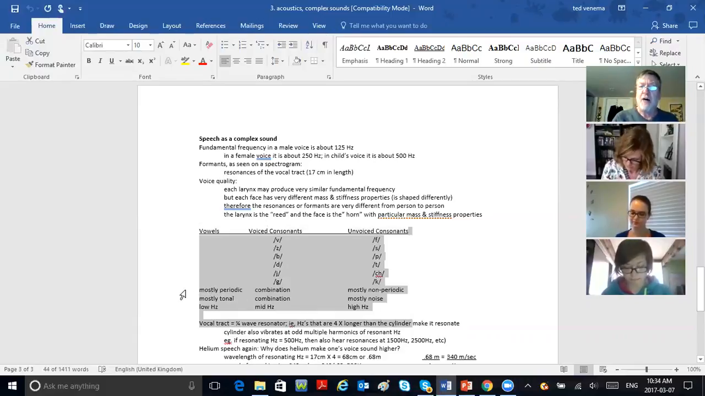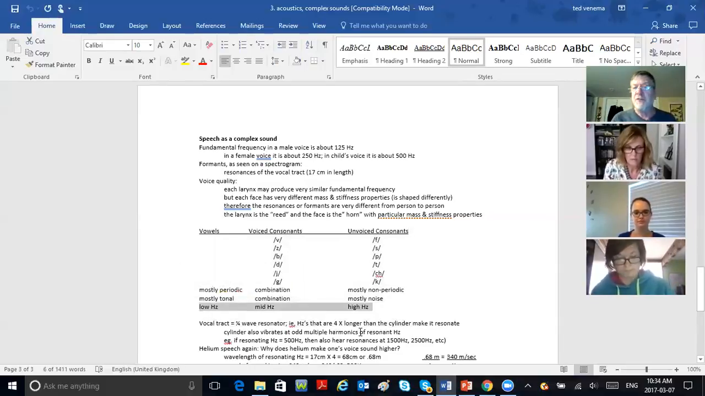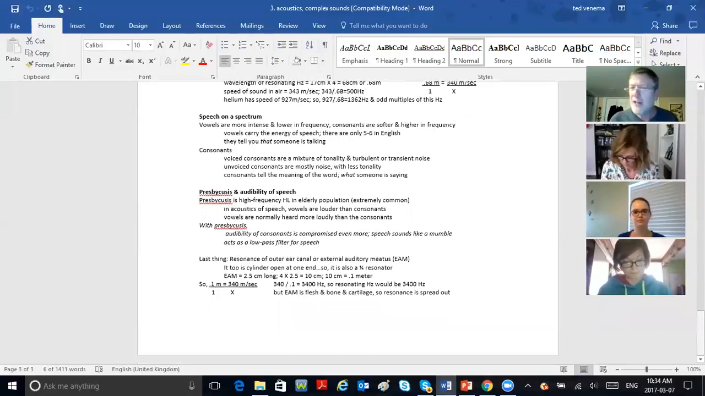Look where my cursor is. Vowels, mostly periodic. Unvoiced consonants, mostly non-periodic. Voiced consonants, combination. Vowels, mostly tonal. Unvoiced consonants, mostly noise. Voiced consonants, combination. Look on the left again. Vowels, low frequency. Unvoiced consonants, mid frequency. Voiced consonants, mid frequency. They're right in the center. Right on the corner and right on the price.